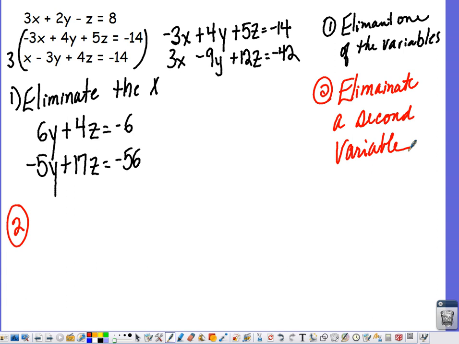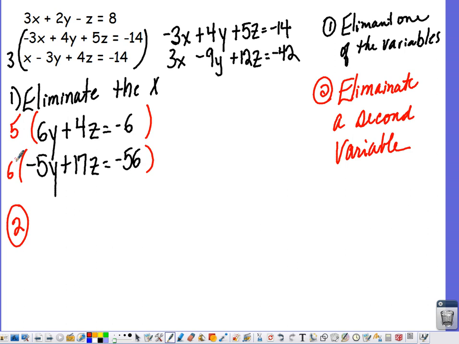Okay, so I'm going to go ahead and do y's. You could do the z's, and there's two reasons I'm picking the y's. One, I don't have this 17 that I'm worried about. Second of all, I already have a negative and a positive. So I've got to get the same coefficient, so I'm going to multiply this one by 5, and I'm going to multiply this one by 6.